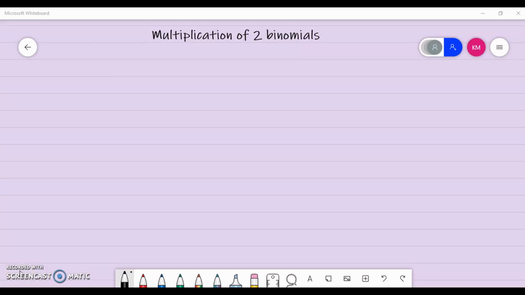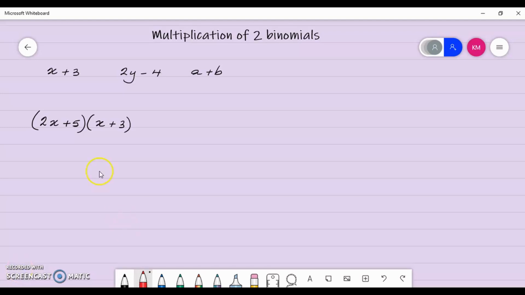In this session, we will be looking at multiplication of two binomials. Now, a binomial expression is an expression consisting of two terms. For example, x plus 3 is one binomial, 2y subtract 4 is another binomial, and a plus b is another binomial. Now, let's say we are asked to expand or find the product of these two binomials.